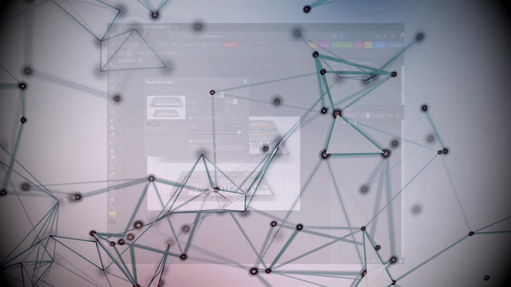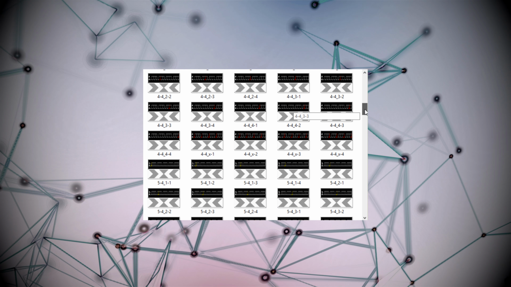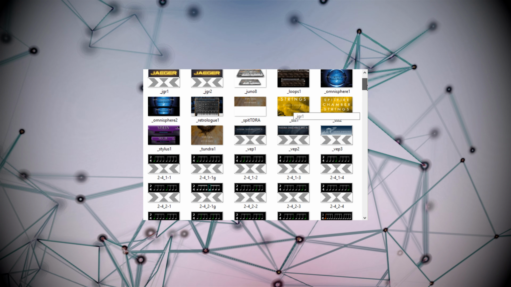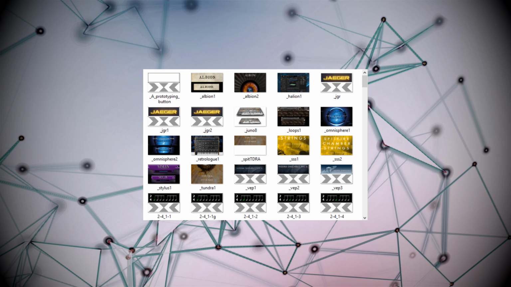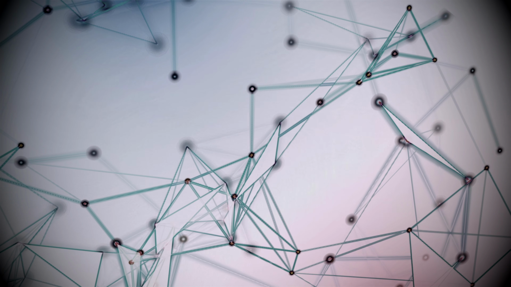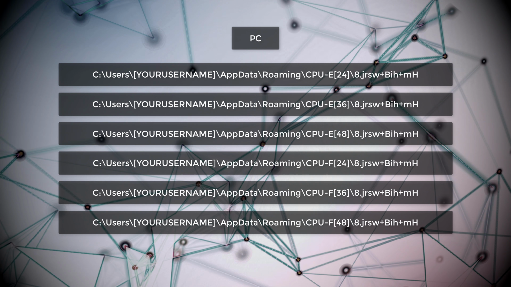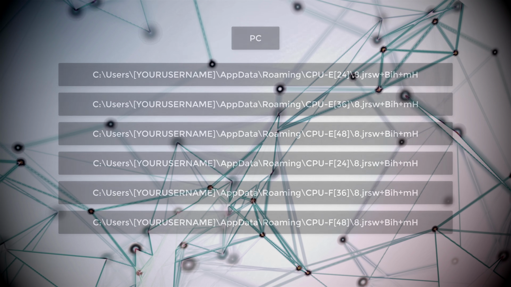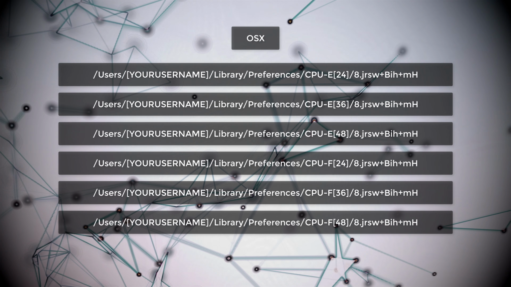Once you have all the new graphics files, you need to copy them to the right place so the plugin can find them the next time it runs. On a PC, the default paths are as follows. On the Mac, you can find the right folders here.